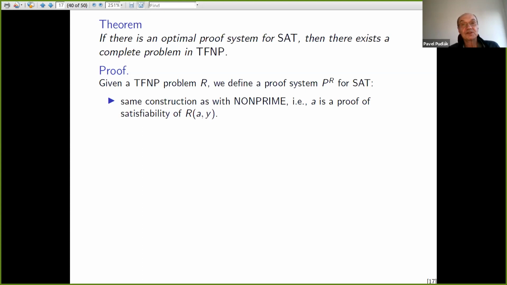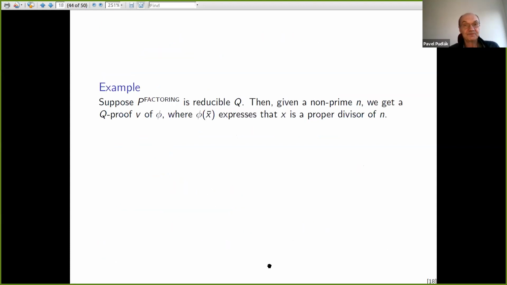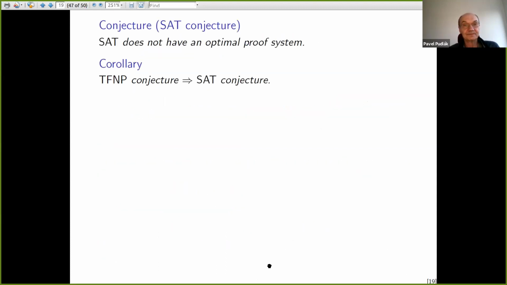If there is an optimal proof system for SAT, then there exists a complete problem in total function NP. I wanted to prove this, but I don't have time, so it's a pity because it's a simple proof. So let me finish by saying that we can state a conjecture that SAT doesn't have an optimal proof system, and the proof that we skipped gives us that the total function NP conjecture implies the SAT conjecture.